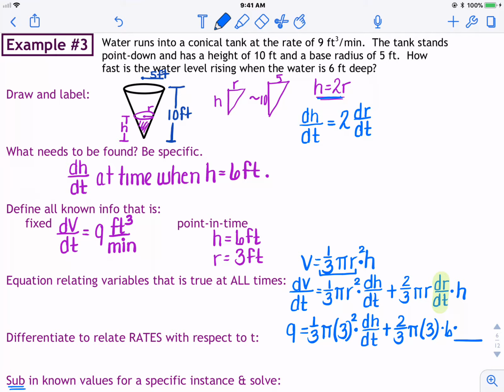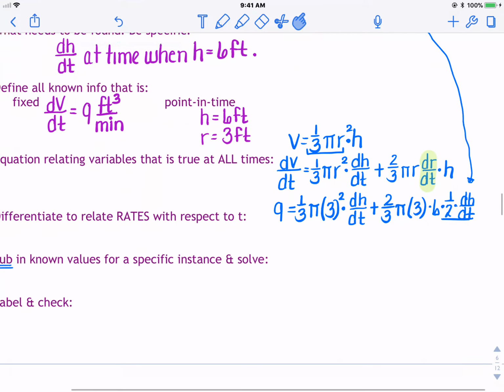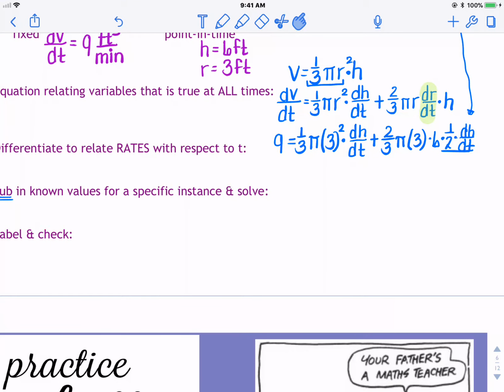Using that information now, I can come down and for my dr/dt, I can fill in some information. So for dr/dt, I can put in that that's going to be half dh/dt, because that is the relationship between the two. I don't mind having an extra dh/dt in my algebra because that's the thing I'm looking for. So I'll be able to factor that out and actually solve for that.